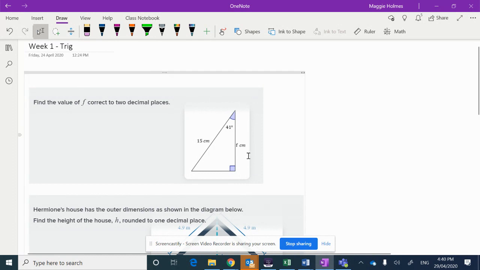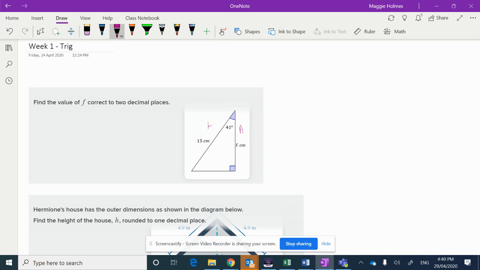So f is a side length in our triangle. We figure it's a right angle triangle, so we can use some of our trigonometric ratios. Let's see what we've got. We've got an angle, the side next to it, which is the adjacent side, and the hypotenuse, the one opposite our right angle. So we are using cos. So we set up our formula. Cos of theta is adjacent over hypotenuse, and we fill in what we know. Cos of 41 is f over 15.